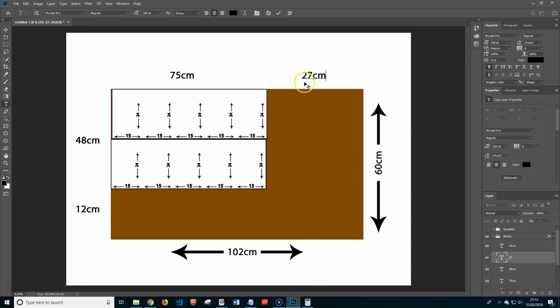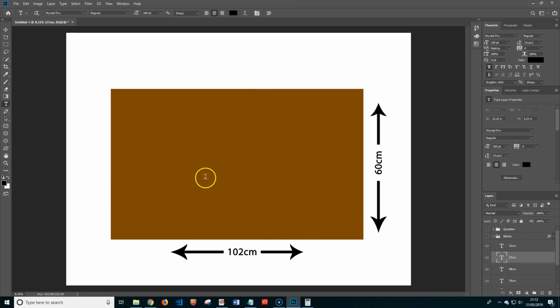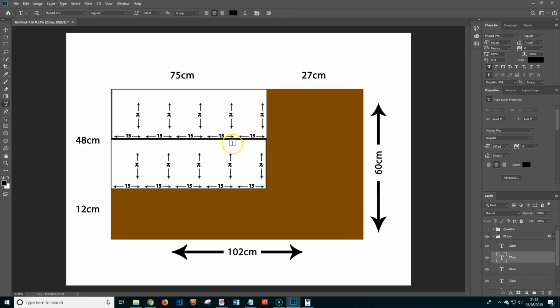And all we did there was, rather than figure out this part, we took this part away from the bigger part, which is the brown, the whole brown part. You see, that's the whole brown part. And we just took the white part away from the brown part to tell us how much of the brown part was left. You see?